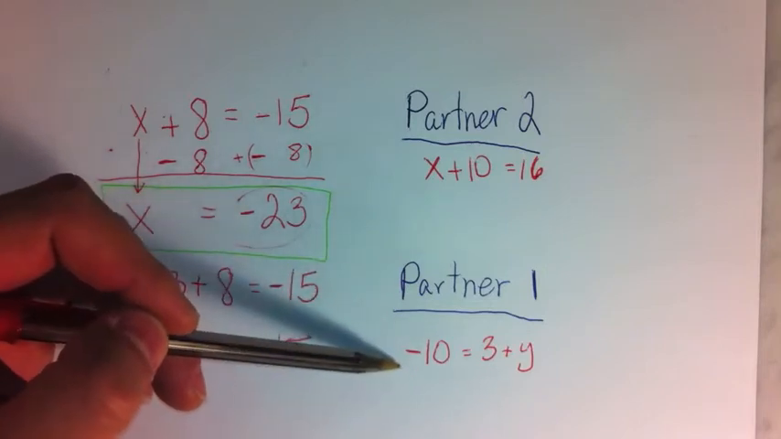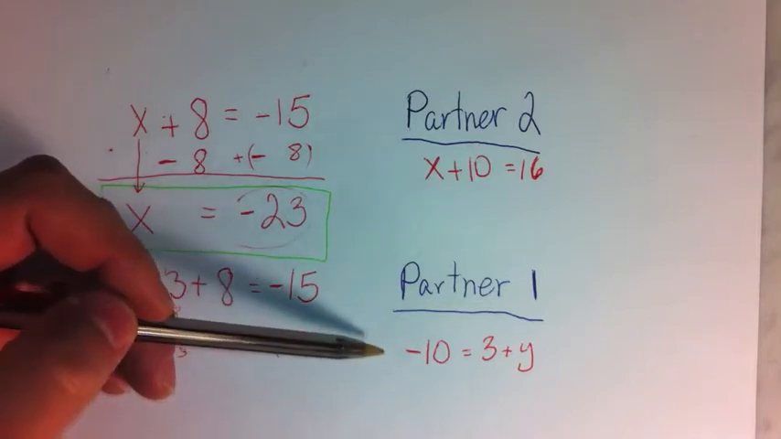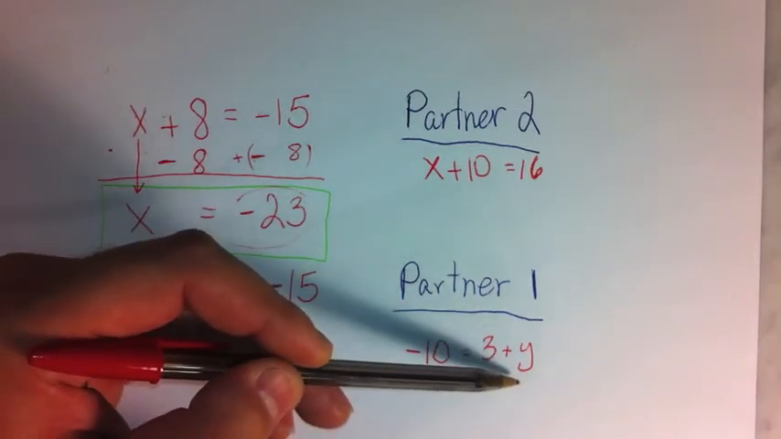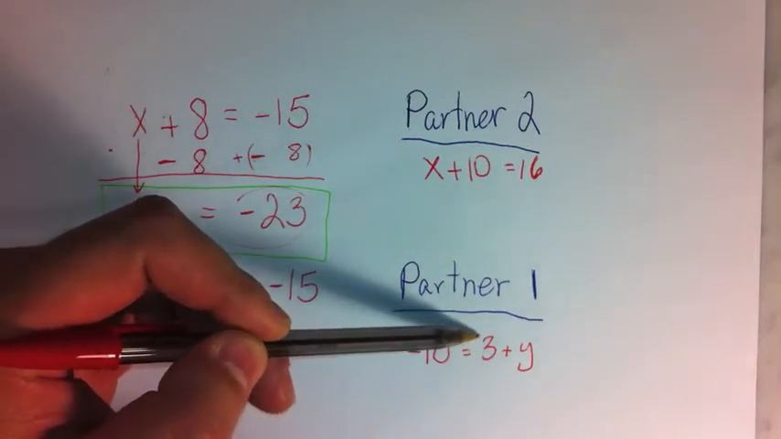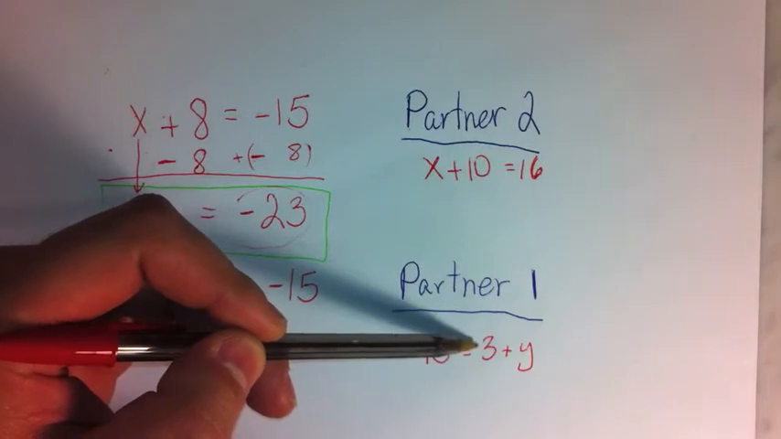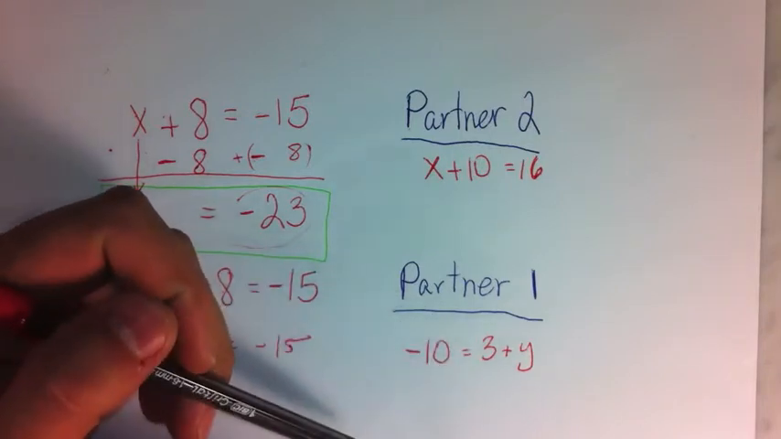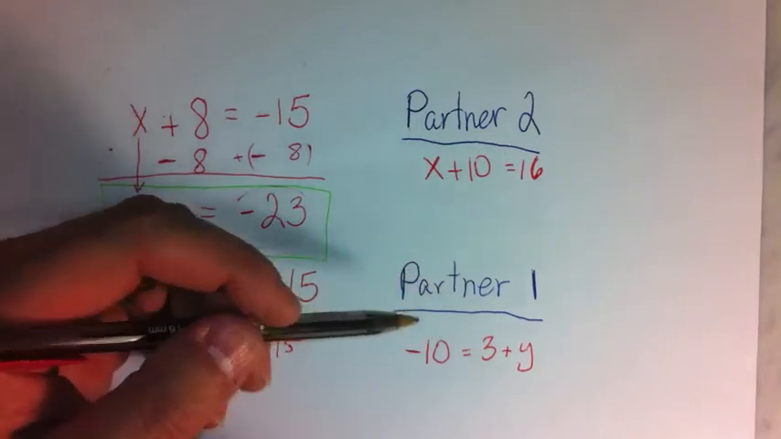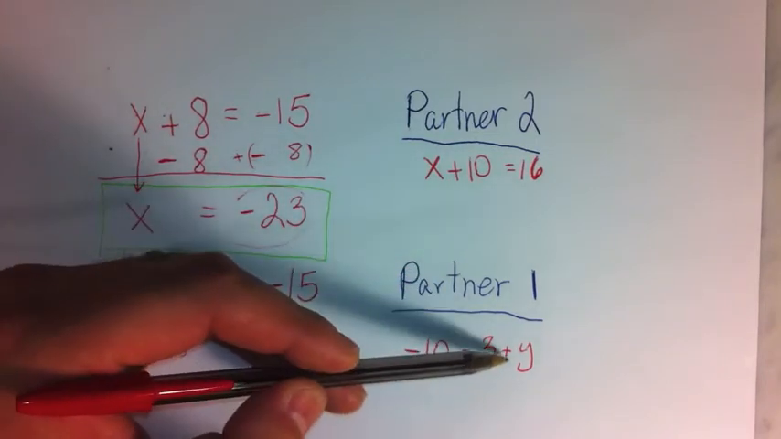Now I'm going to explain Partner 1 in just a minute. Actually, I'll do it now. It looks a little different, doesn't it? Our variables are on the right side, and our constant term came first, and that might freak you guys out a little bit, but guess what? Same old story. You're just going to use the opposite operation.